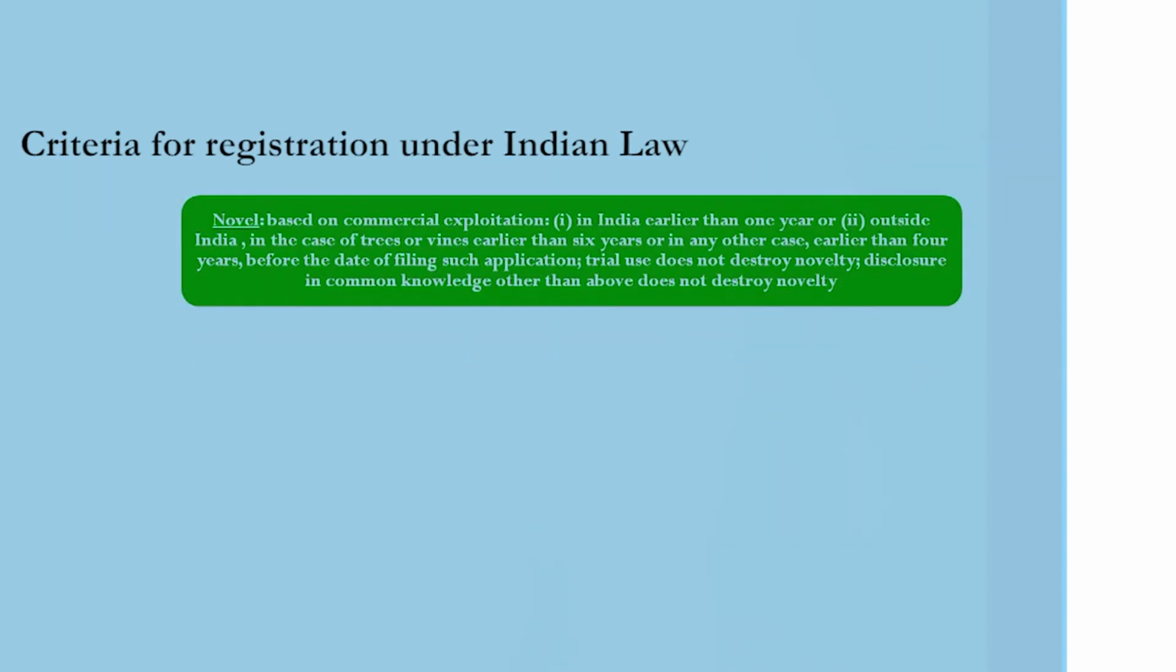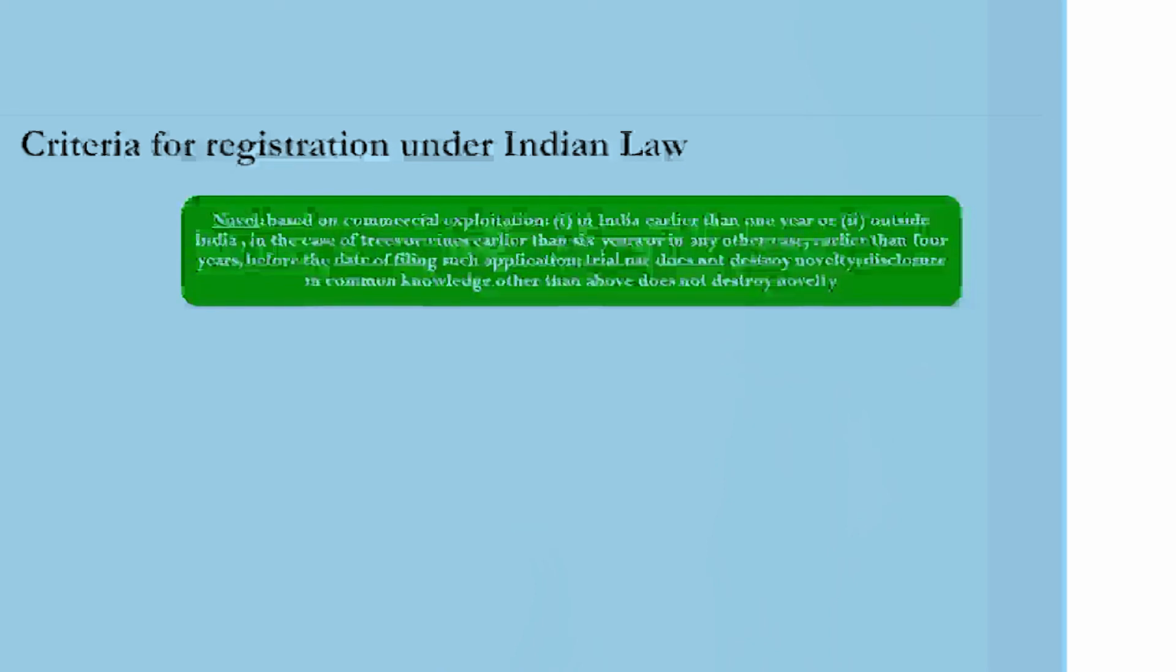Now, the Act requires that any of these varieties must be novel, distinct, uniform and stable. So, what are these characteristics? Novelty in plant variety protection is based on commercial exploitation: in India, not earlier than 1 year, or outside India, in the case of trees and vines, 6 years, and in other cases, 4 years, before the date of filing of the application.